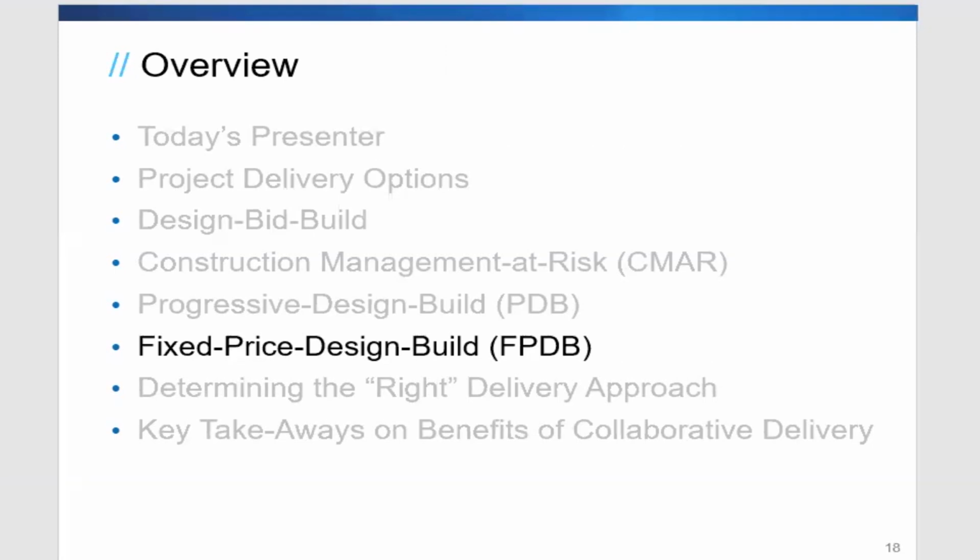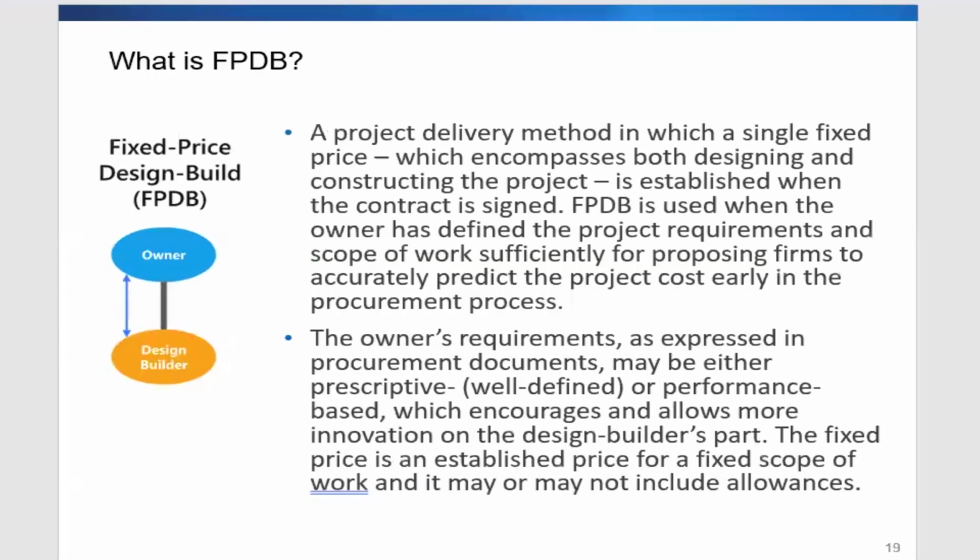So moving on to the next one will be the fixed price design build, which is also another form of collaborative delivery. This is similar to progressive design build, but the key difference is that this project has a fixed price for both the design and the construction. So the team will be expected to deliver the project at a fixed price, which involves the price for the design and then construction. And for this also, you should have a well-defined or prescriptive scope of work, as well as a performance guarantee to make sure that the project goals are met.